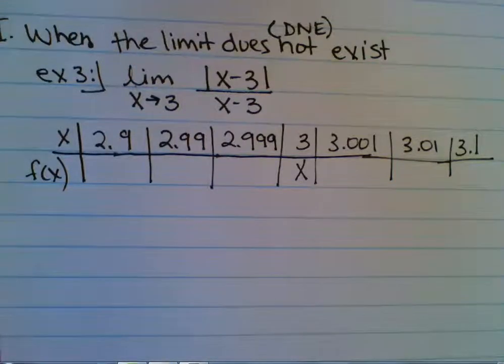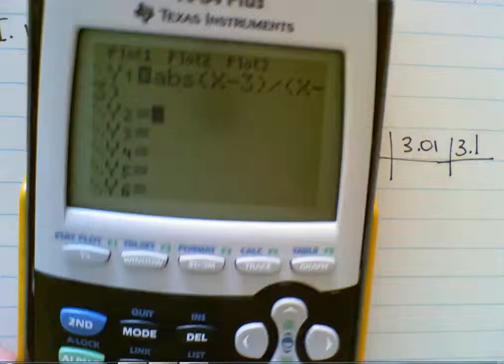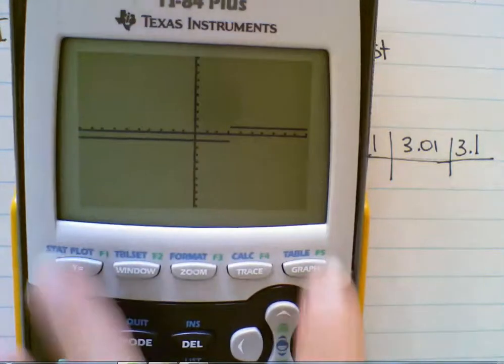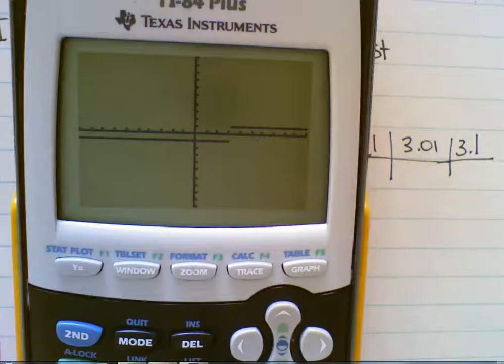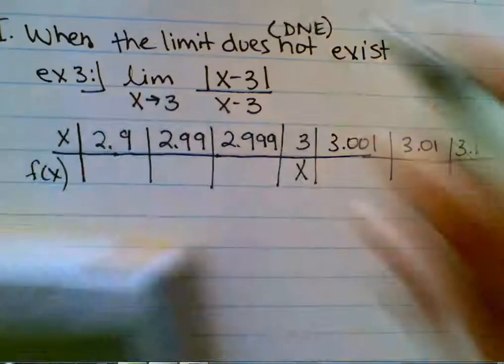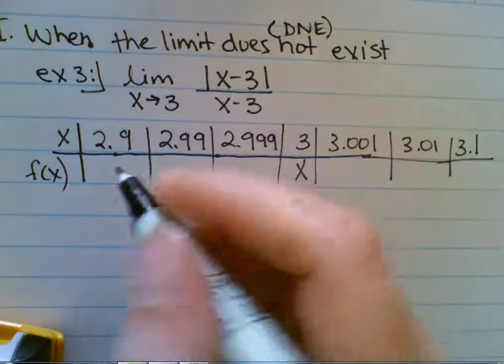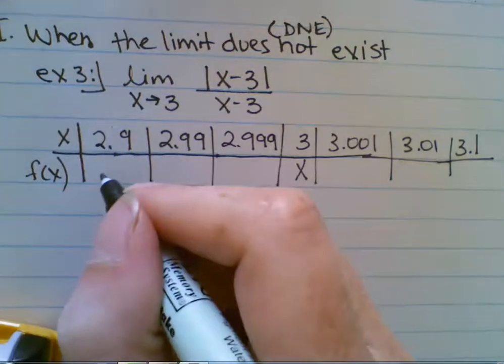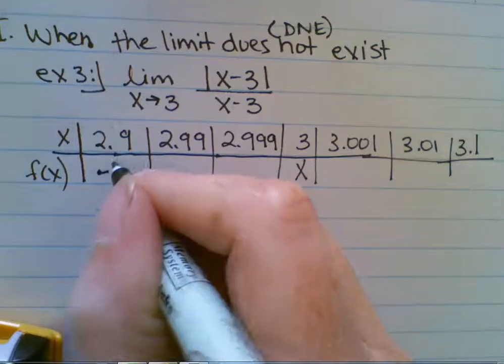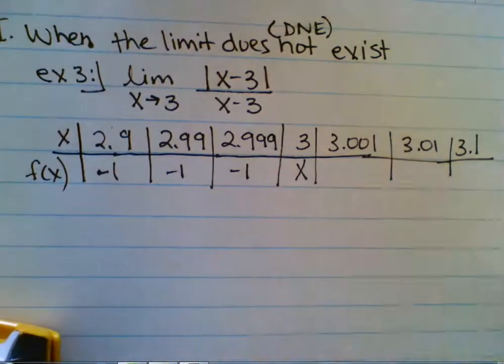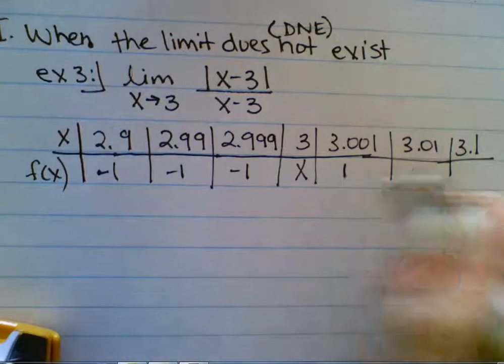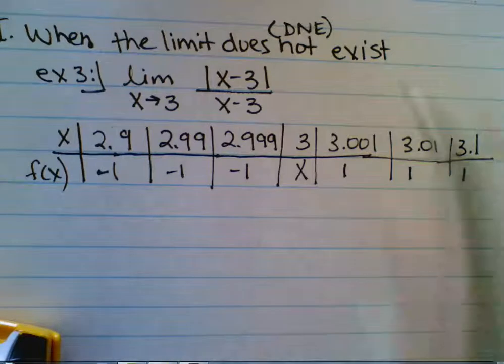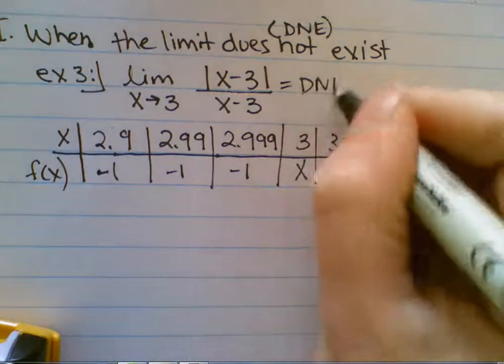This actually has more than just a hole in its graph. If you look at the graph, it has a jump, exactly. So, does a limit exist here? Does it approach the same value from the left and from the right? No. So as we come from the left, what do we get? -1, -1, -1. As we approach from the right, we get 1, 1, and 1. So I'm going to write that it does not exist.